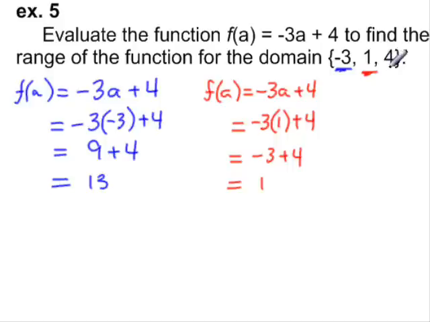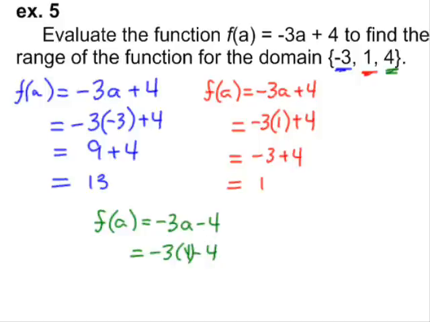Last domain value to use, I'll put that down here. Okay, instead of using a, we're plugging in positive 4. -3 times 4 is -12. -12 minus 4 is -16.